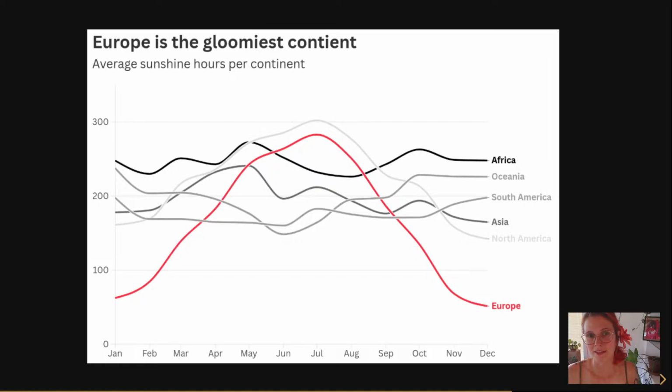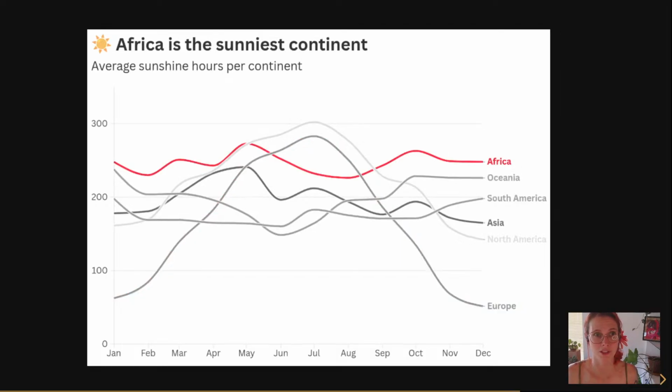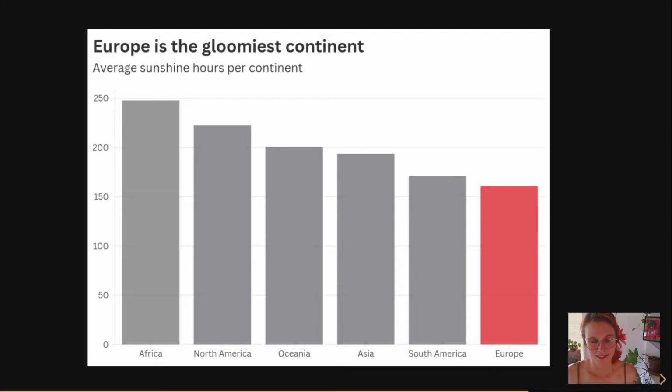Well, if I say Europe is the gloomiest continent, then that's what I want to highlight, right? In the same chart, on the same data, you can have multiple stories. Africa is the sunniest continent, right? It really just depends on what you focus on. And again, the first story can also be told in a different format. It doesn't necessarily have to be the line chart.